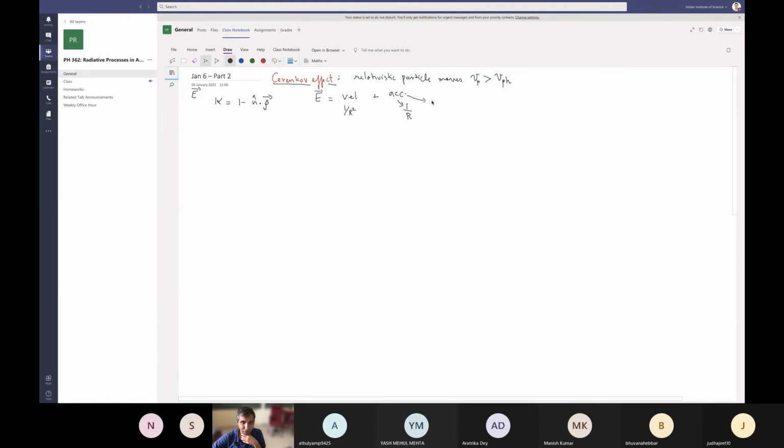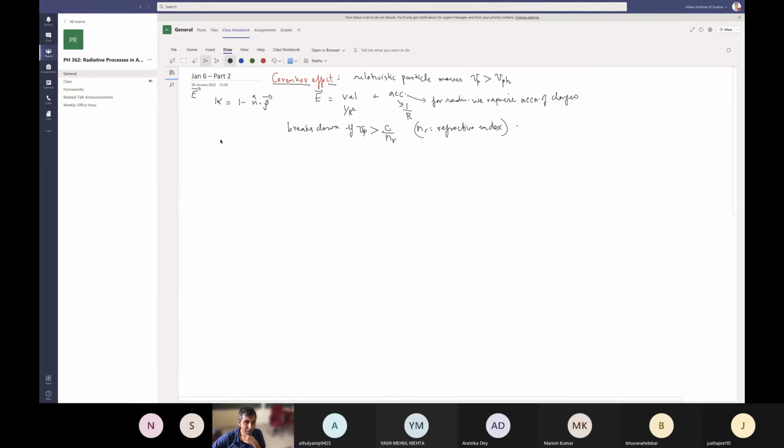So for radiation, we require acceleration of charges, right? Otherwise this will only give you near field and there is no energy going at large distances. But this actually breaks down if the particle velocity is greater than c by nr, where nr is the refractive index of the medium.